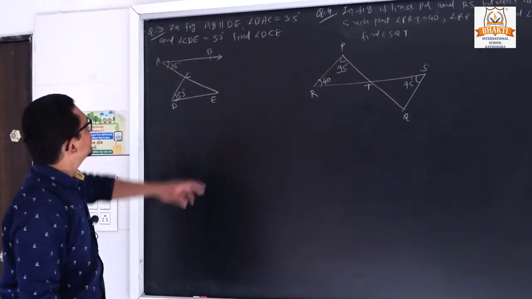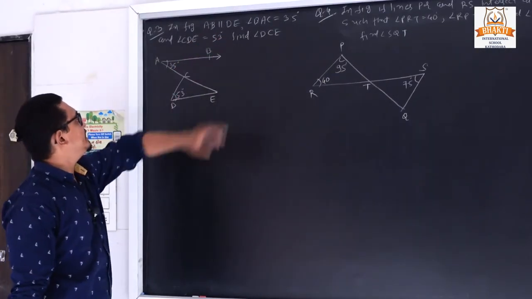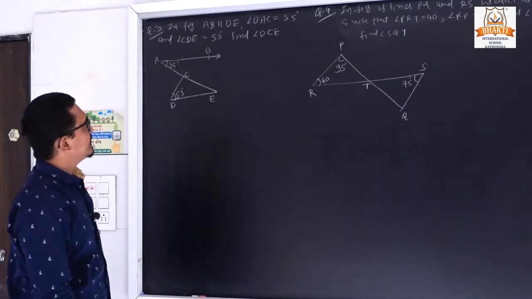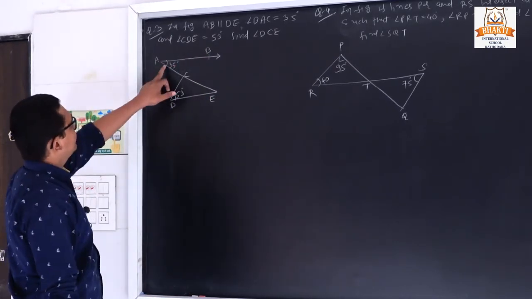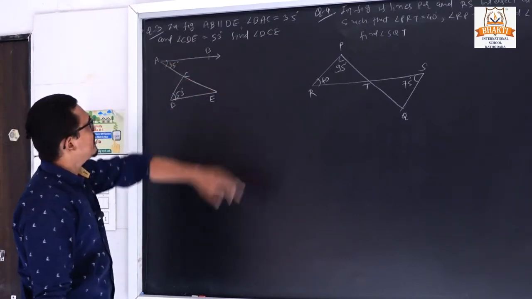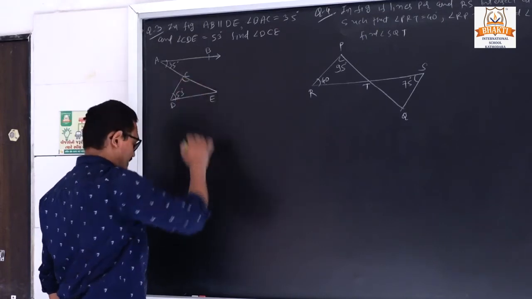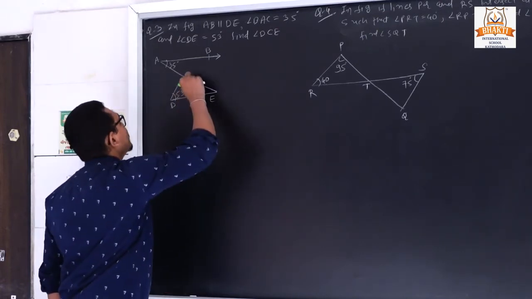Question 3. In the figure, AB and DE are parallel, these both lines are parallel. Angle BAC is 35, CD is 53. So find DCE. DCE means we want to find this angle.